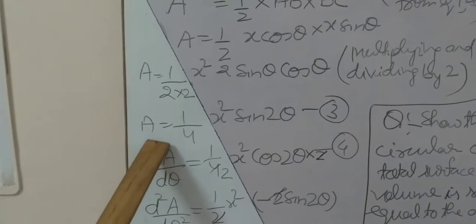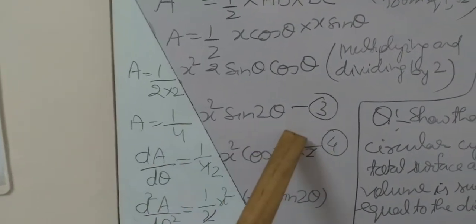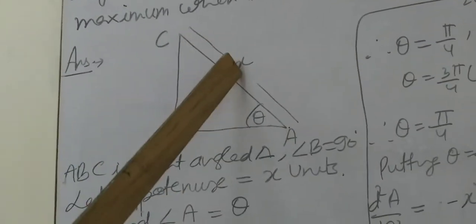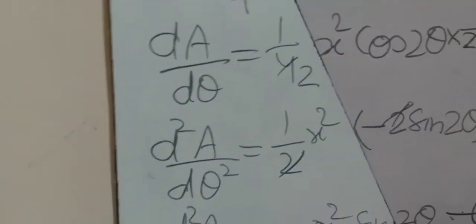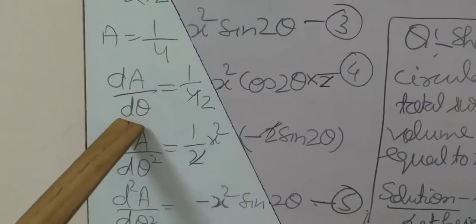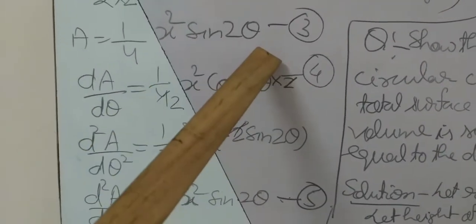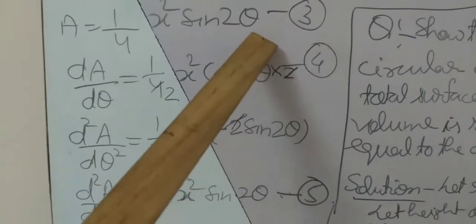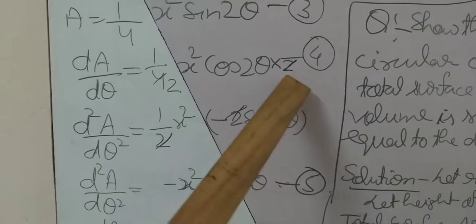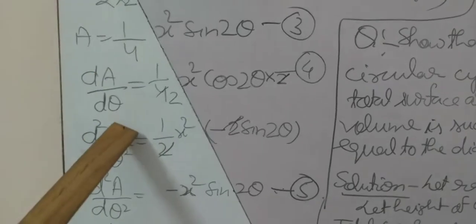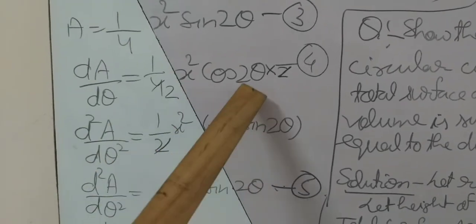Now students, we are going to differentiate it with respect to theta because x is constant. Length of hypotenuse is given to us, so we can say x is constant. That's why we differentiate with respect to theta. So dA upon d theta equals 1 upon 4 x square, derivative of sin 2 theta is cos 2 theta, and derivative of 2 theta is 2. 2 into 4 gives 2. dA upon d theta equals 1 upon 2 x square cos 2 theta.